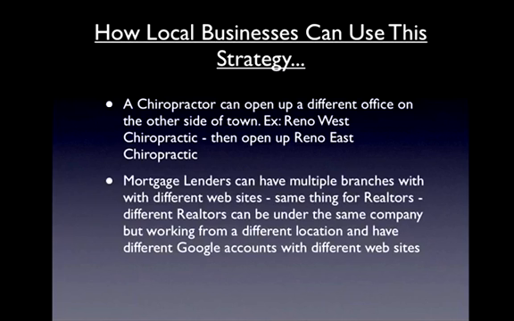Let's talk about another example, mortgage lenders and realtors. So mortgage lenders can have multiple branches, and each loan officer and each realtor, same thing with real estate companies, right? Like if there's a Coldwell Banker, there's usually 5 different Coldwell Bankers in town. So just because one Coldwell Banker branch runs Google AdWords doesn't mean that the other Coldwell Banker branch can't run Google AdWords, right? So same thing with mortgage brokers.